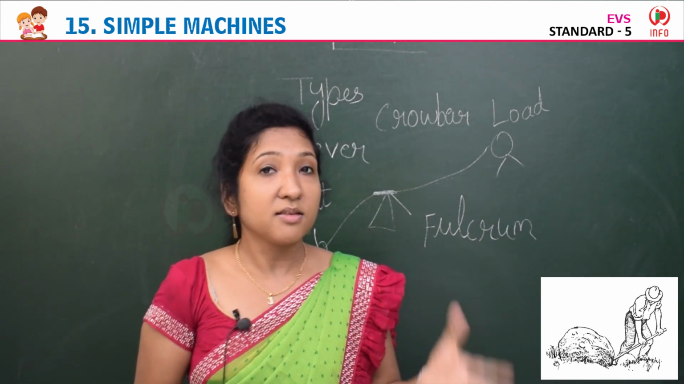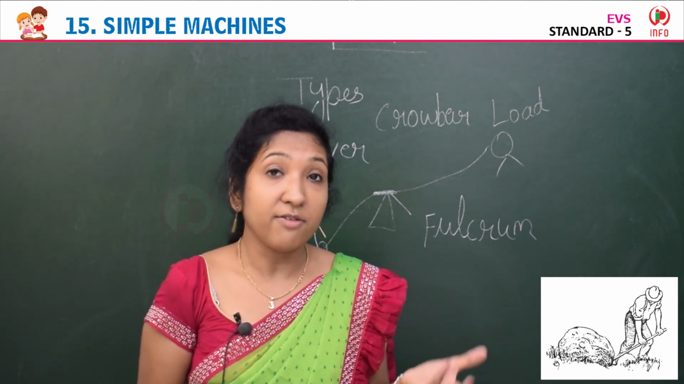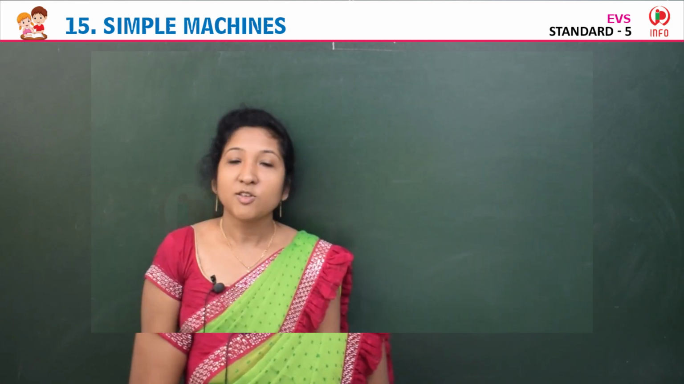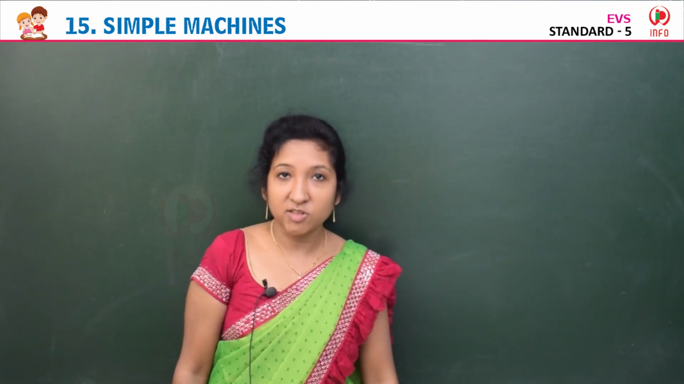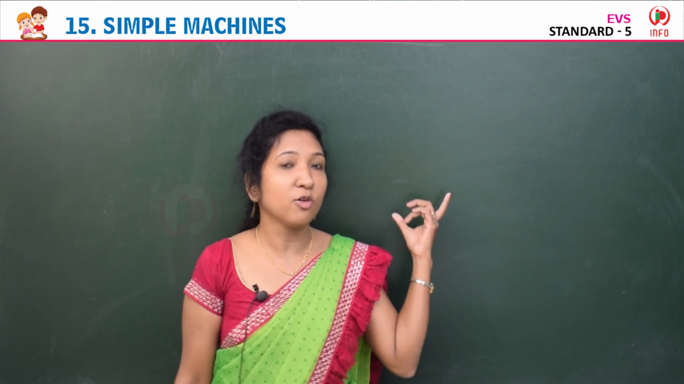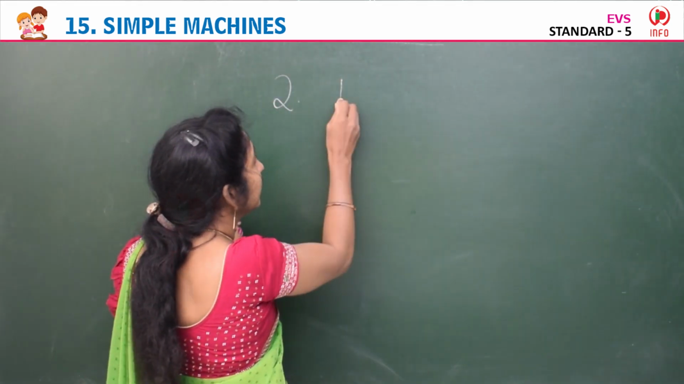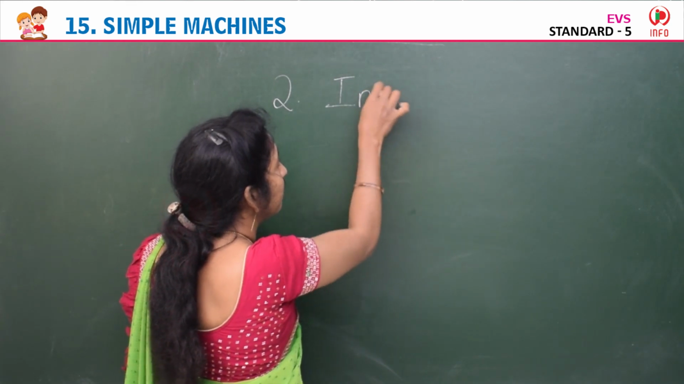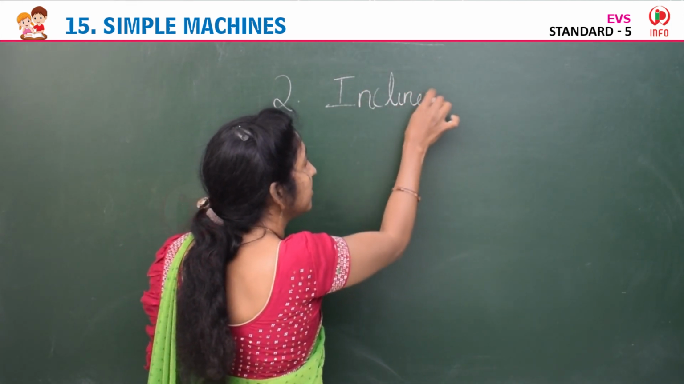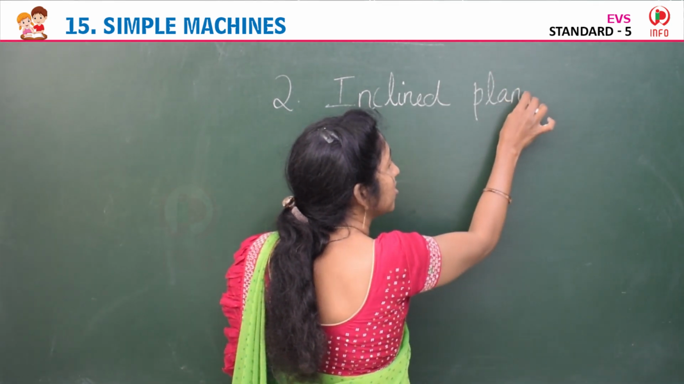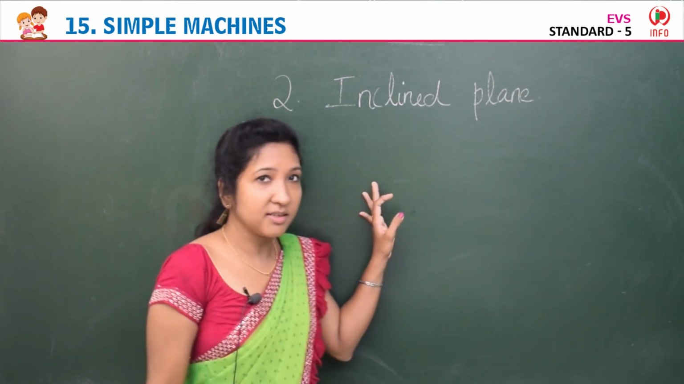You can see this simple machine all around us in our day-to-day life. So children, the next type of simple machine we are going to learn is inclined plane. Second one, inclined plane. The first simple machine we learned was lever, isn't it?